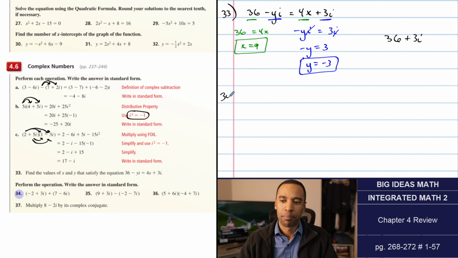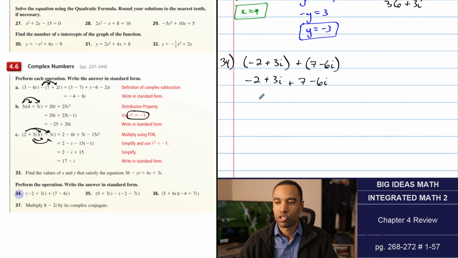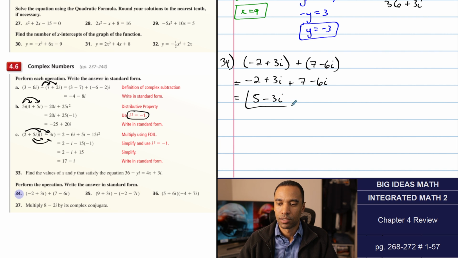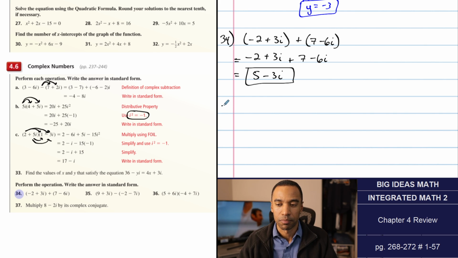Excuse me. Quite a bit like what you just saw previously here. So we have negative 2 plus 3i plus 7 minus 6i. And I'm going to rewrite this without parentheses. The addition really is doing nothing to this. Adding a negative is subtraction, but I combine like terms. Negative 2 plus 7 is 5. Please write that one first. 3i minus 6i is negative 3i. Write that one second. There's your standard form answer of number 34.